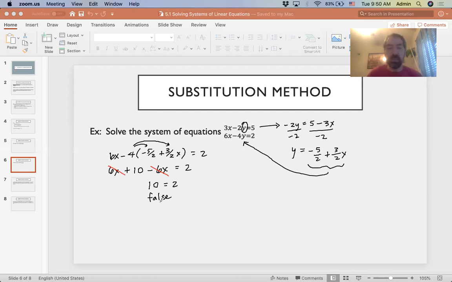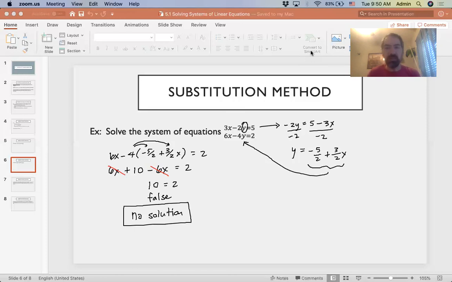When we get this false statement, that means that there is no solution. Graphically, that means that these two lines are parallel and do not have an intersection. And you may want to, on your own, graph these two equations to see that they are in fact parallel. And in the case where there's no solution, this is how you would write your final answer, just as a no solution. All right.